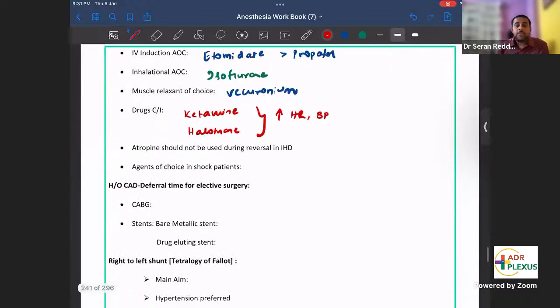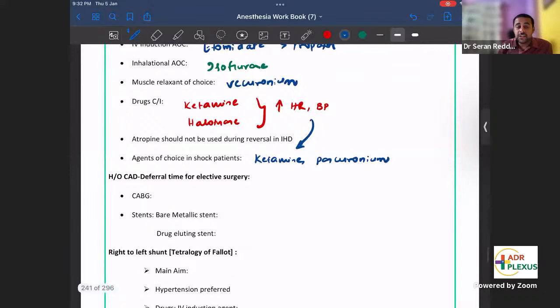Then, what is the agent of choice in shock patients? In shock patients, the agents of choice are ketamine and pancuronium. Ketamine, because the same property is effectively used here, increasing the heart rate and blood pressure. And pancuronium, because of its maximum vagolytic activity, it causes an increase in heart rate and blood pressure.